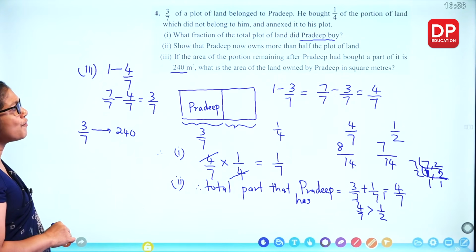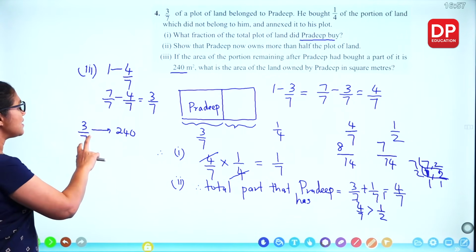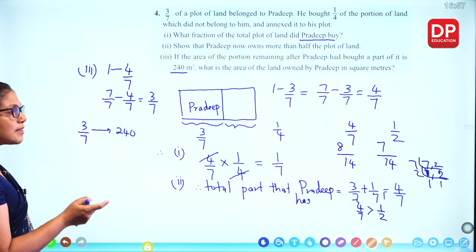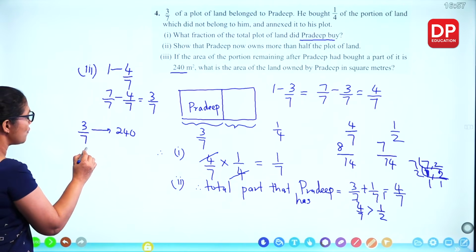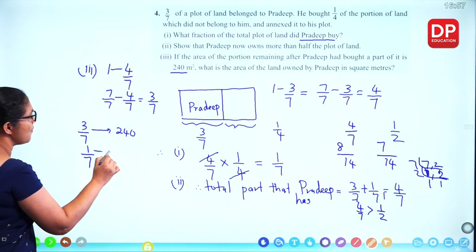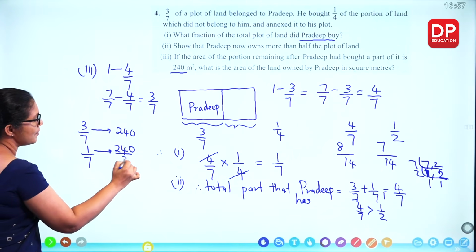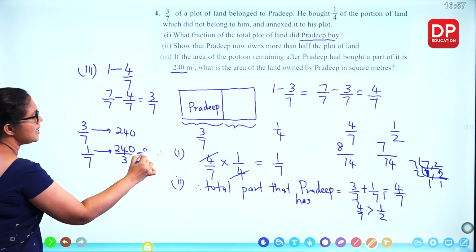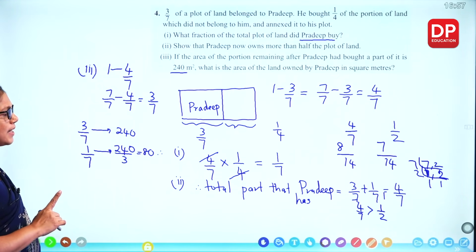What is the area of the land owned by Pradeep in square meters? So here 3 sevens is this much, but Pradeep owns 4 sevens. So you need to find out first 1 part of 7. What you do, you divide by 3. So you get 3 times 8. So you get 80 square meters. 1 part of 7 is 80 square meters.